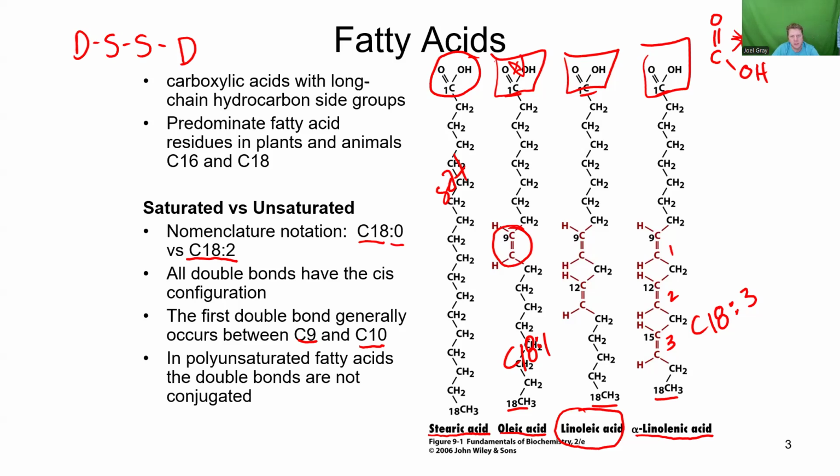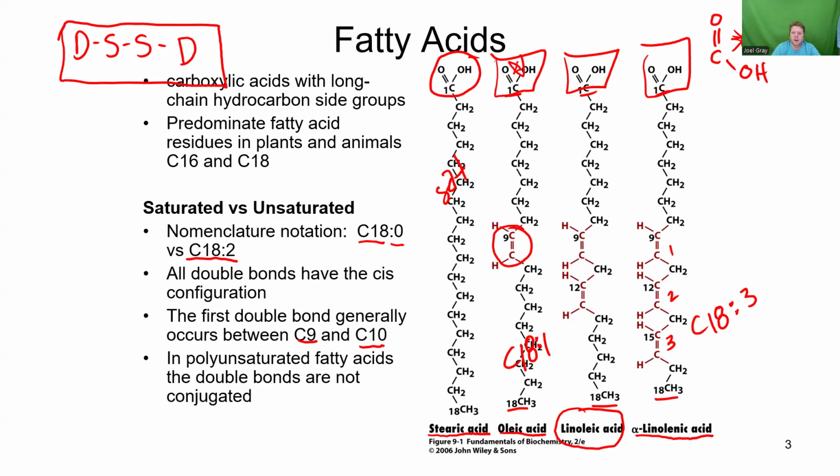Now, in polyunsaturated fatty acids, the double bonds are not conjugated. And that's terminology you don't really have to be familiar with. Instead, I want you to know the naturally occurring pattern of double, single, single, double. If it's double, single, double, that's not a naturally occurring fatty acid. If it's double, single, single, single, double, that's also not a naturally occurring fatty acid, or that's maybe an oddball. The convention is double, single, single, double.